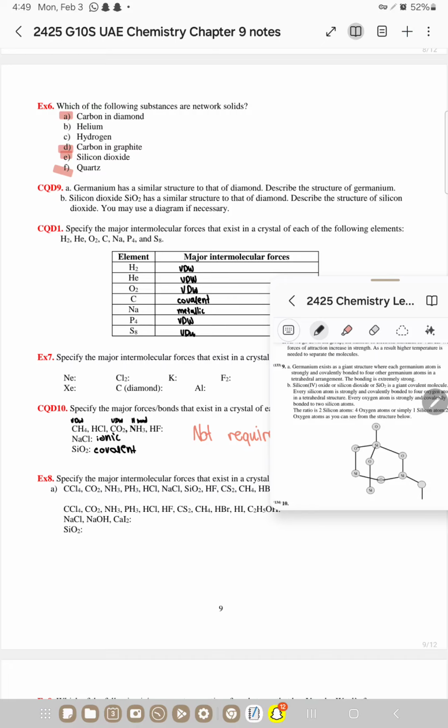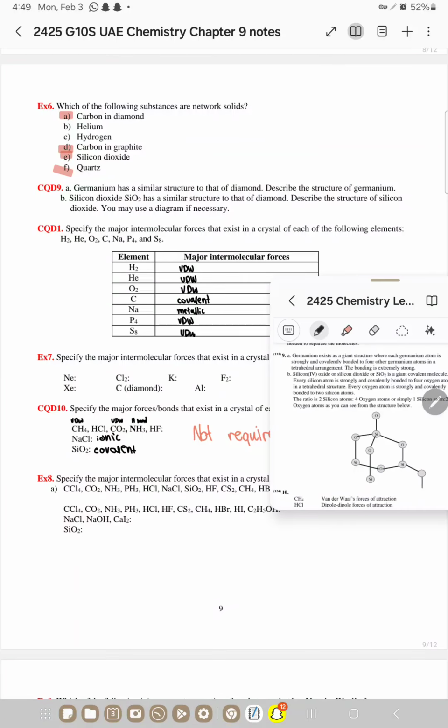Anyways, so for CQD9, it's asking us about germanium, which has a similar structure to diamond. So what they're telling us in this question is just describe the structure of diamond because it's the same as the thing they gave us. So it exists as a giant structure where each atom is connected to 4 other atoms in a tetrahedral arrangement, and it's a really strong arrangement. It's really strong covalent bonds.